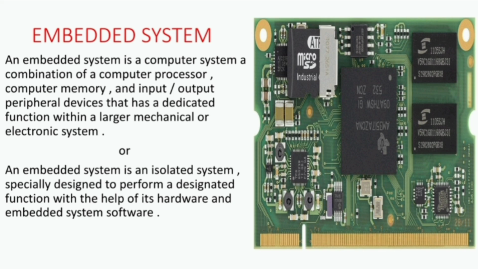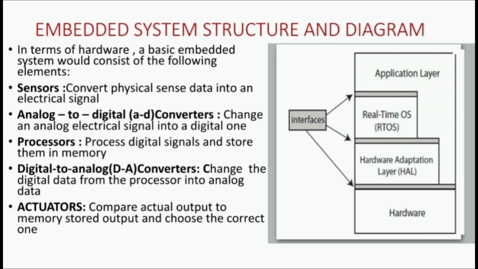Now, coming to the definition of embedded system. An embedded system is a computer system, a combination of a computer processor, computer memory, and input-output peripheral devices that has a dedicated function within a larger mechanical or electronic system. The other definition is that an embedded system is an isolated system specially designed to perform a designated function with the help of its hardware and embedded system software.